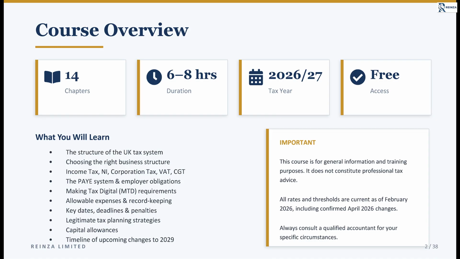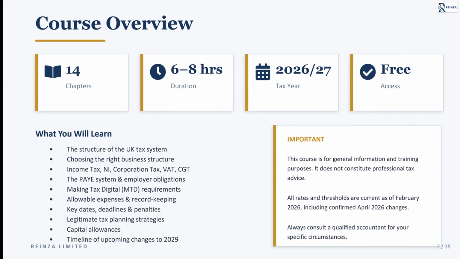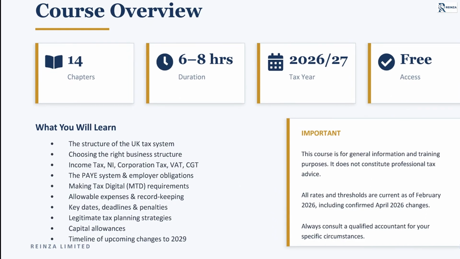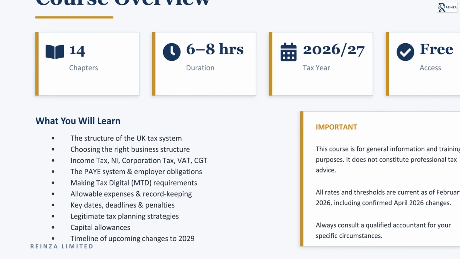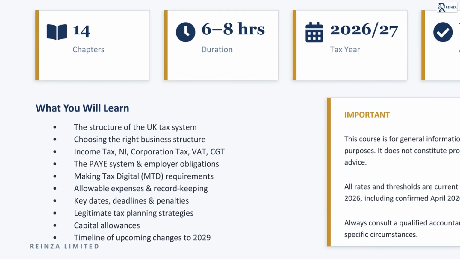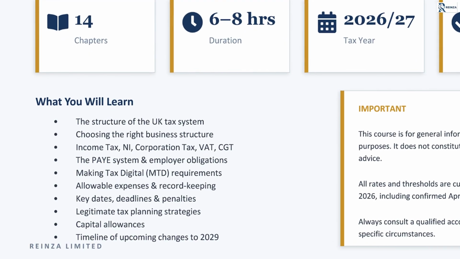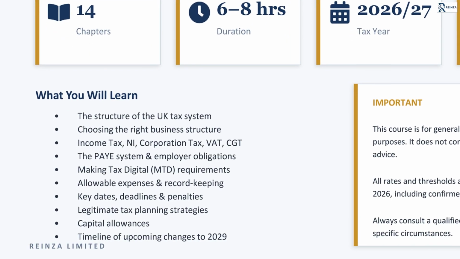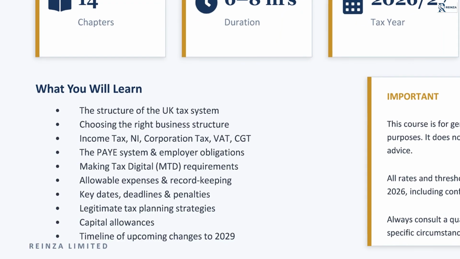This course contains 14 chapters and will take approximately 6 to 8 hours to complete. It covers the 2025 to 2026 and 2026 to 2027 tax years. Access is completely free. Here is what you will learn. We will cover the structure of the UK tax system, how to choose the right business structure, the main taxes that affect UK businesses, including income tax, national insurance, corporation tax, VAT, and capital gains tax.